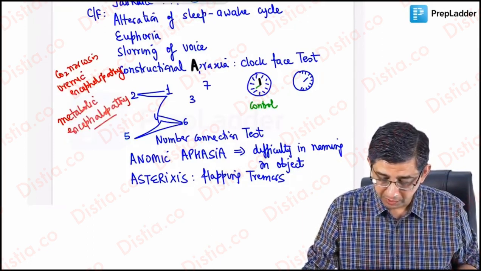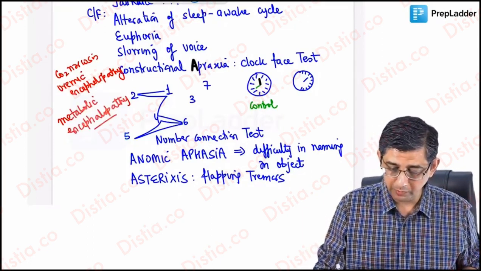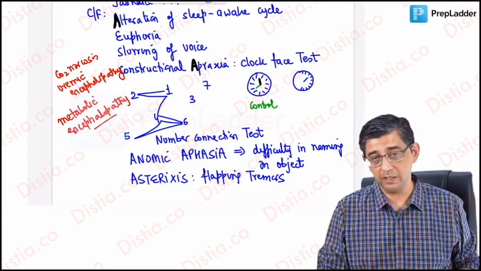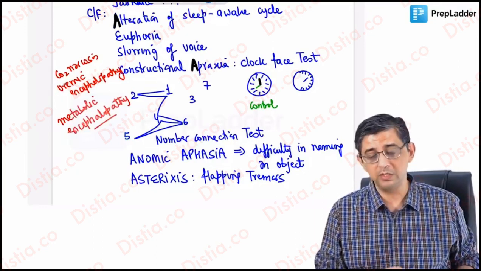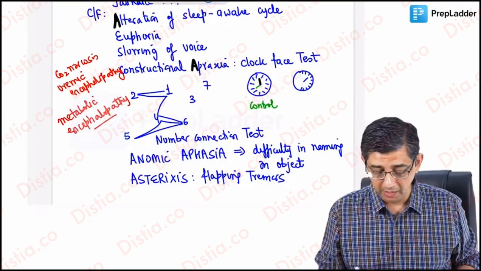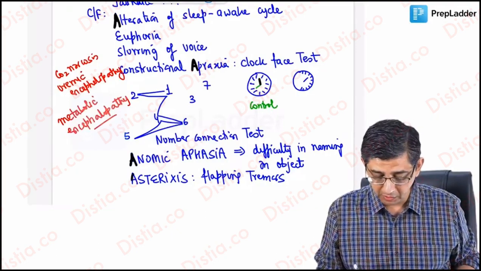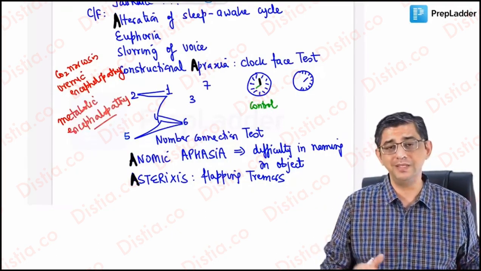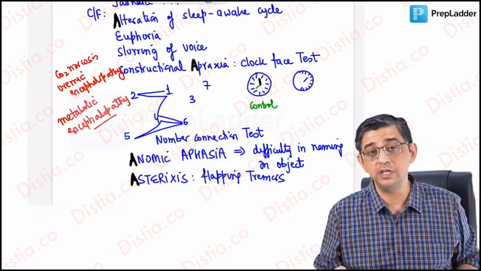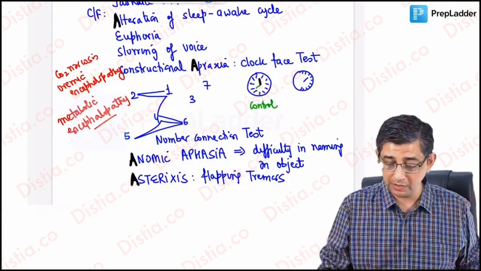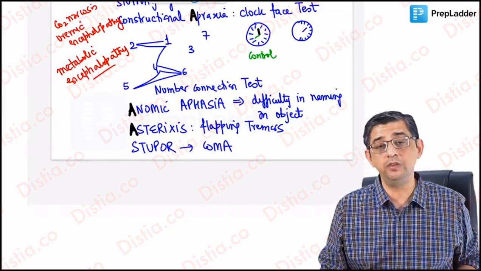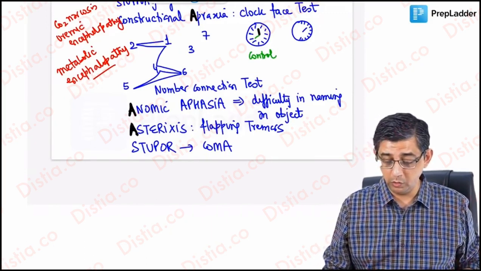The manifestations which are important from the exam perspective and should be known to you: the earliest manifestation is alteration of the sleep-wake cycle. Then there can be constructional apraxia, which can be evaluated by a clock face test or by a number connection test. Then is anomic aphasia, then asterixis. So if you just get these A's right, you would definitely be able to remember the manifestations that occur due to ammonia intoxication. The bad news is that this person will subsequently deteriorate and progress into stupor and then develop a coma.